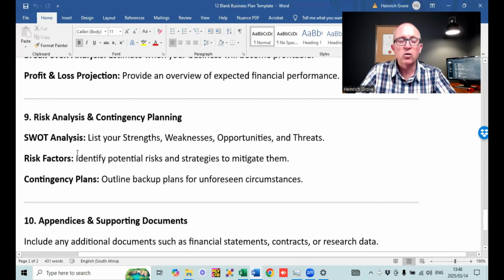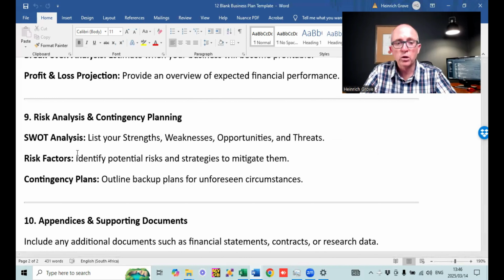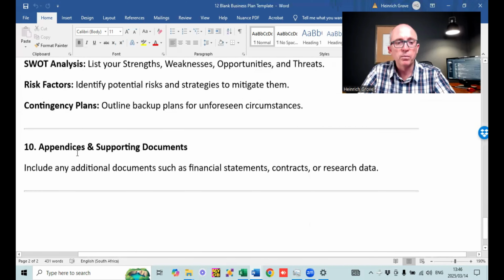The risk analysis and contingency planning, that's also really important. Remember, we looked at the SWOT analysis where you listed your strengths, weaknesses, opportunities, and threats. What is the potential risk for your business? That's important. And what contingency plans do you have in place? And then appendices, supporting documents, and that's basically the business plan.